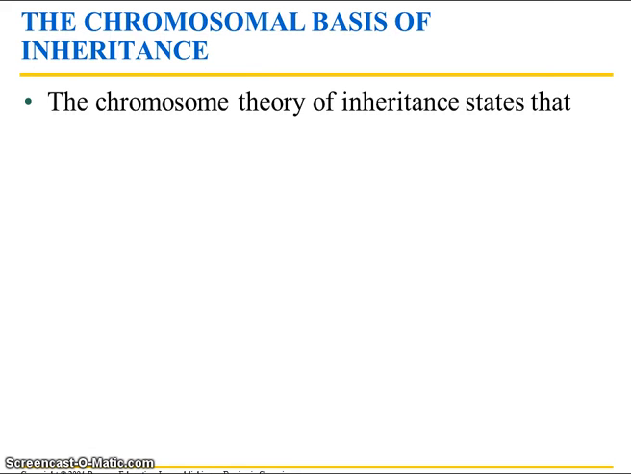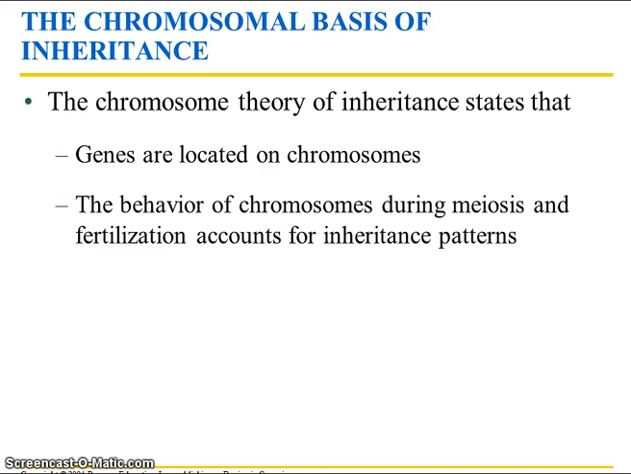In case we haven't hit this hard enough yet, there is a theory called the chromosome theory of inheritance that states that genes are located on chromosomes, and how chromosomes separate during meiosis and come together during fertilization indicates our inheritance pattern. As with everything else that we teach in biology, it's based on the best knowledge we have of our theories.